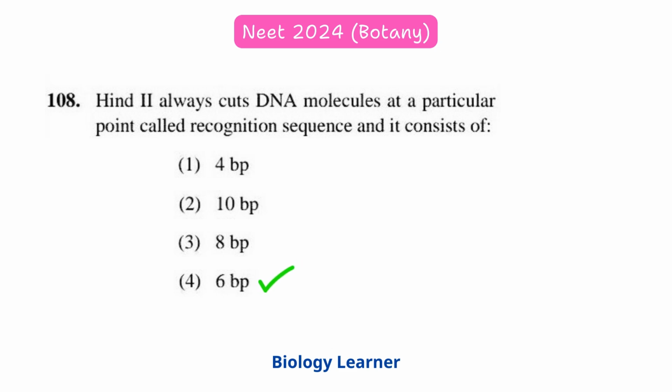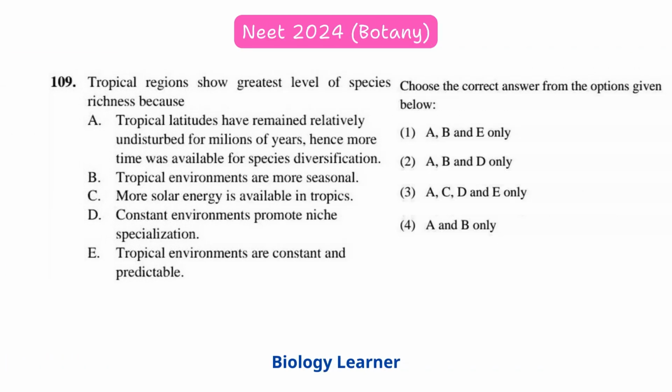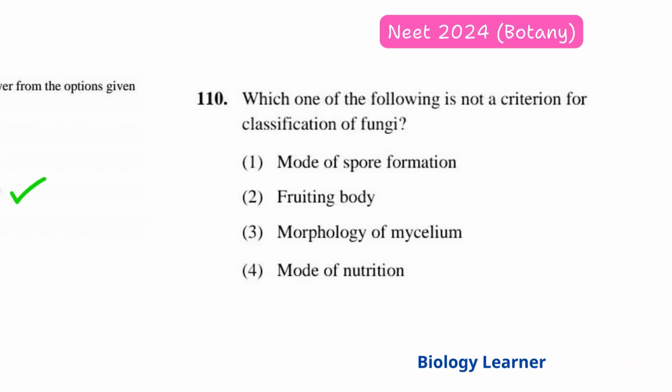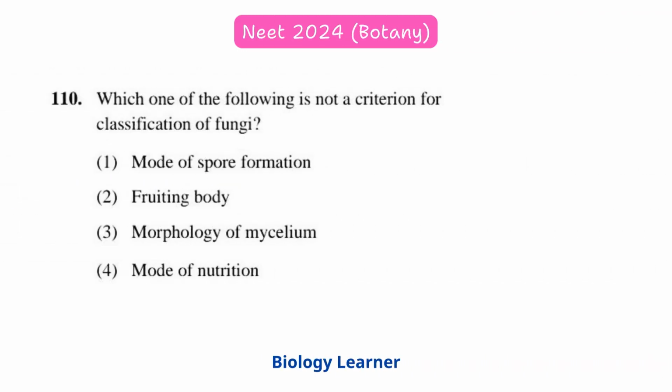6 base pair. Tropical regions show greatest level of species richness because... The correct answer is option 3. A, C, D and E only. Which one of the following is not a criterion for classification of fungi?